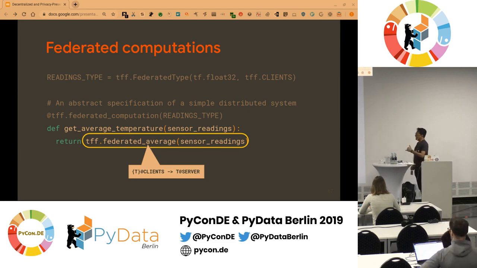So the first line of code indicates that it operates on the federated type, that's readings type that we established, and then it's a normal Python function declaration, and the last one is actually TFF code that says that you want to compute a federated average.